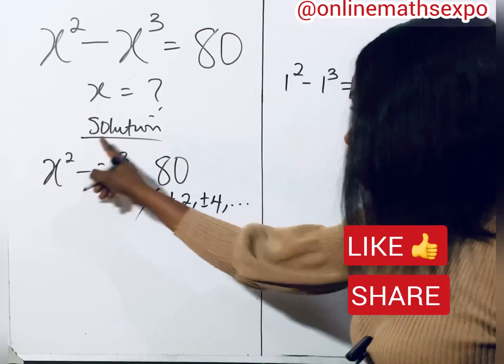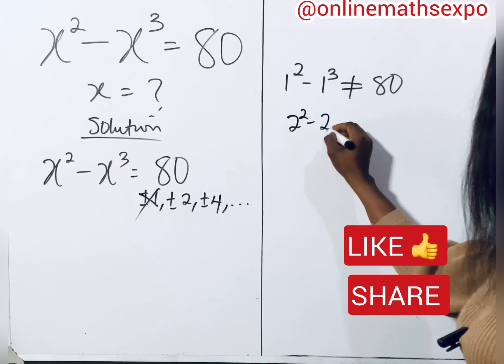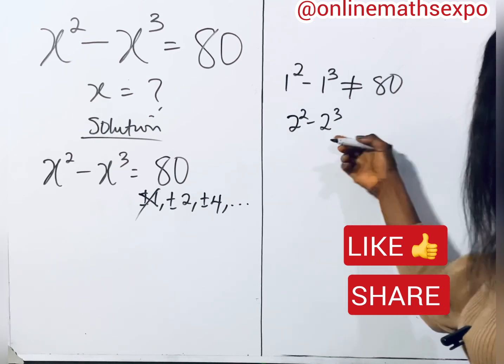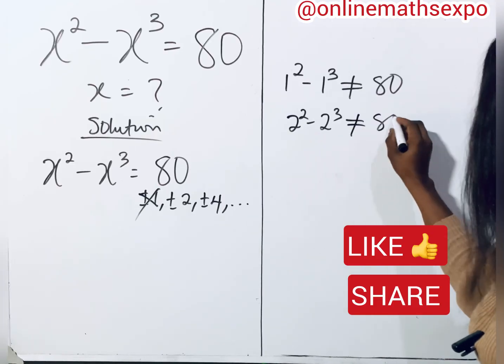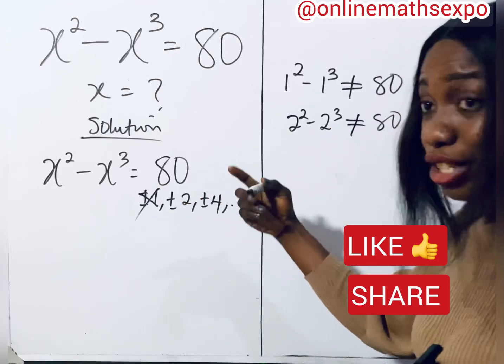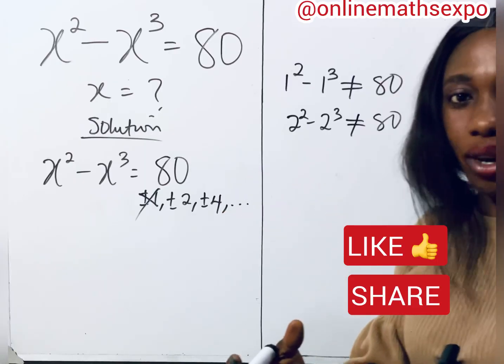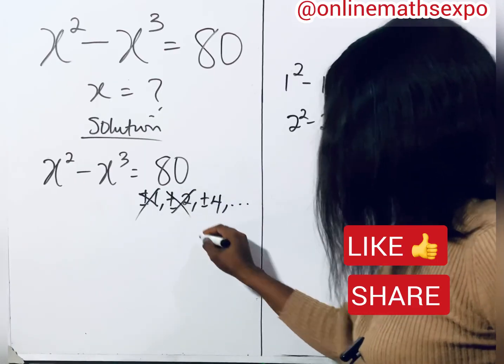When you put x as 2, you have 2 squared minus 2 cubed. You still observe that this number is far from 80, smaller. So it's not equal to 80. And when you try the negative, it will still not be. So you can still try it, okay? Now, this is not a solution.